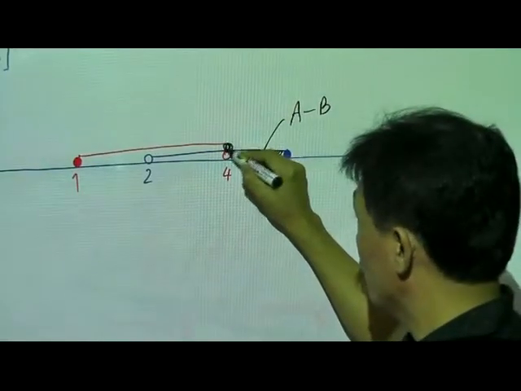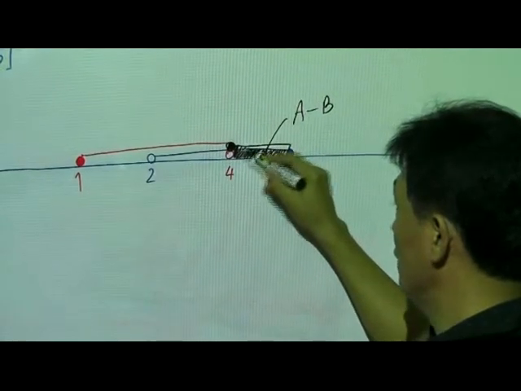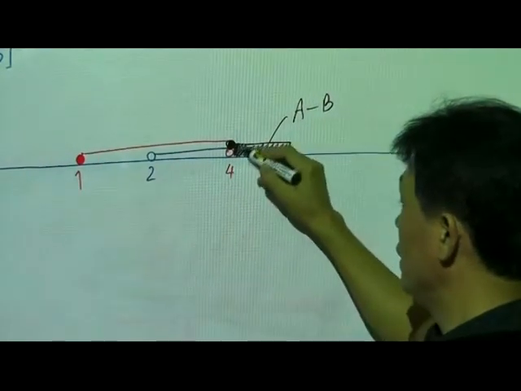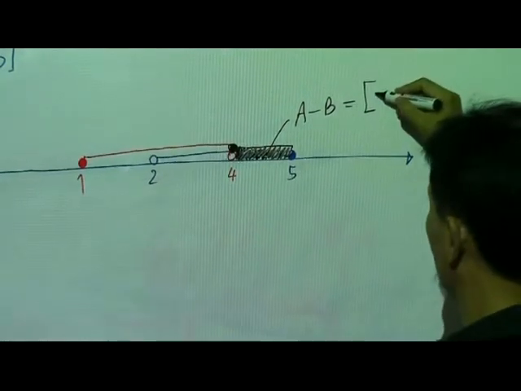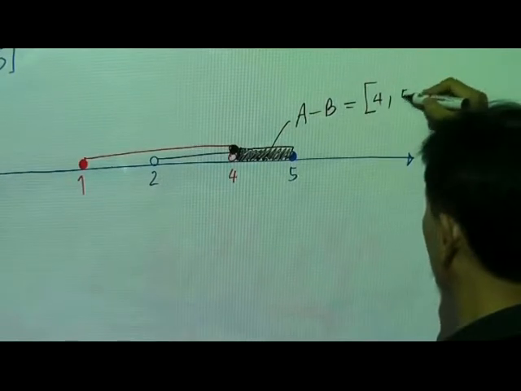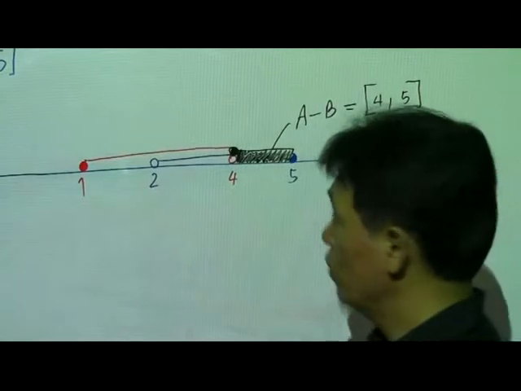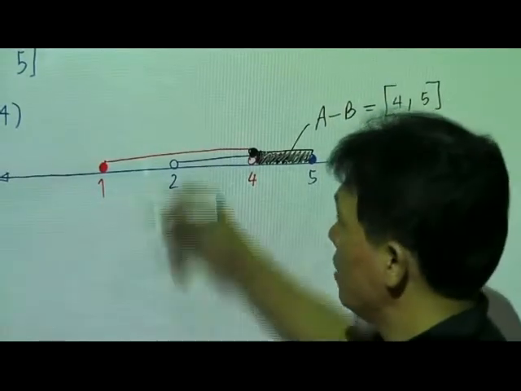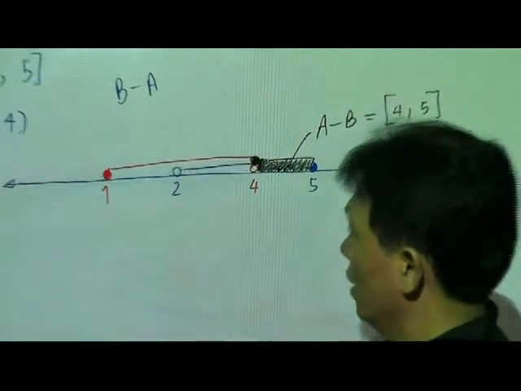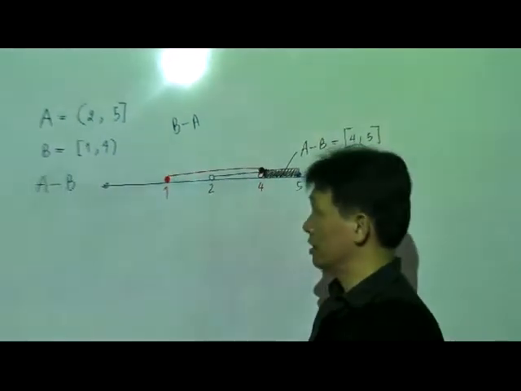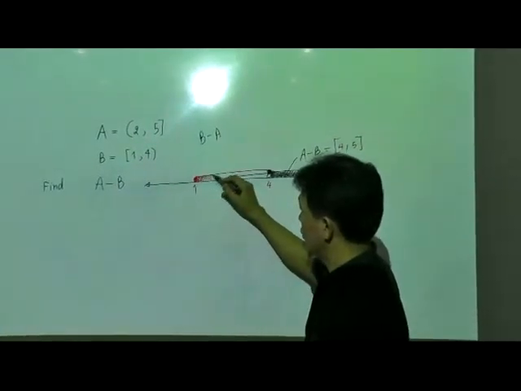Half full, so it means A minus B is {4, 5}. And also, if you want to find B minus A, we check B. B is the red, so this is red.